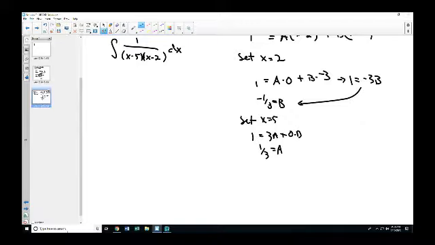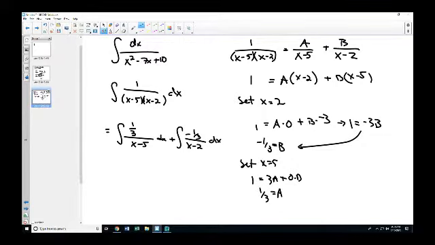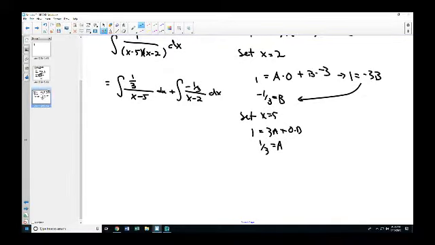Okay, so set it up, Hunter. The integral is 1/3 over x minus 5 dx plus the integral of negative 1/3 over x minus 2. Is that right? Yeah. B goes with x minus 2, A goes with x minus 5. The solution is 1/3 natural log of x minus 5 minus 1/3 natural log of x minus 2.